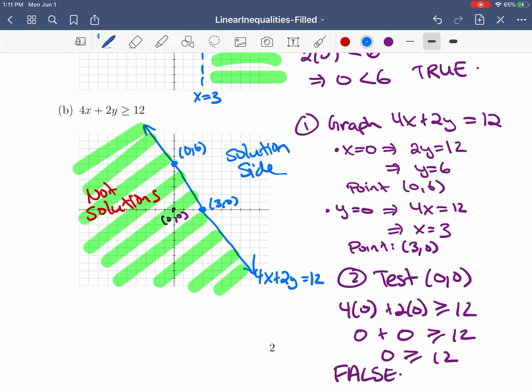Okay, it might seem weird that we're shading the side where the solutions are not, but when we get into the next video and we're looking at multiple inequalities at the same time, it actually makes things easier. Okay, so that's where we're going.